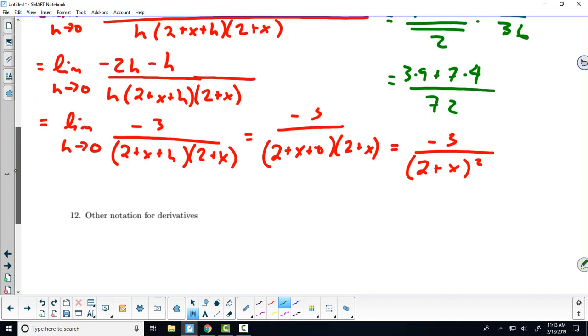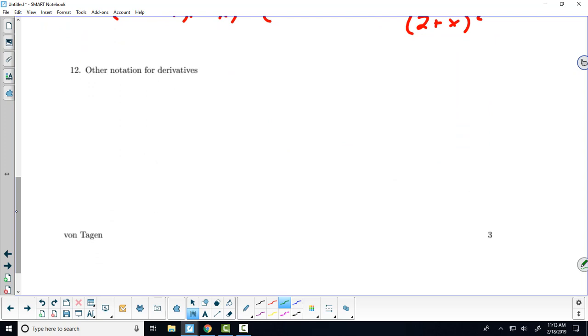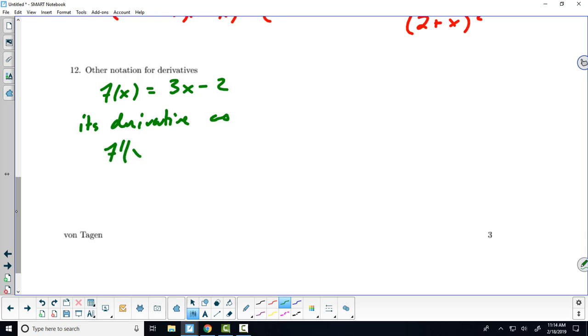All right. I want to talk to you about some other notation for derivatives. If I give you the function f of x is equal to, it doesn't really matter, 3x minus 2, I could write its derivative as f prime of x. We've already seen this notation. This is called the prime notation. The prime notation is sort of a hybrid of a couple different notations that was developed over time. And it is the most condensed of the notations we use. So it's the one we show very often.